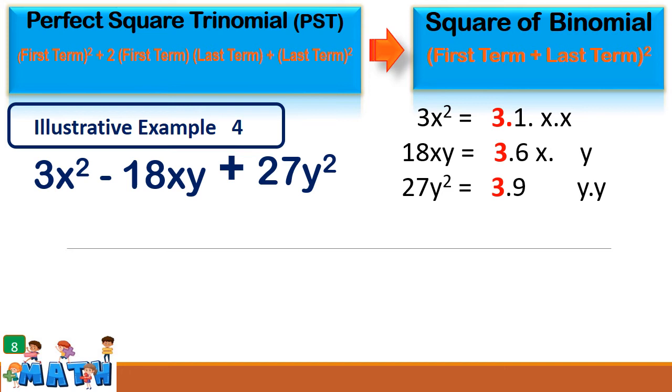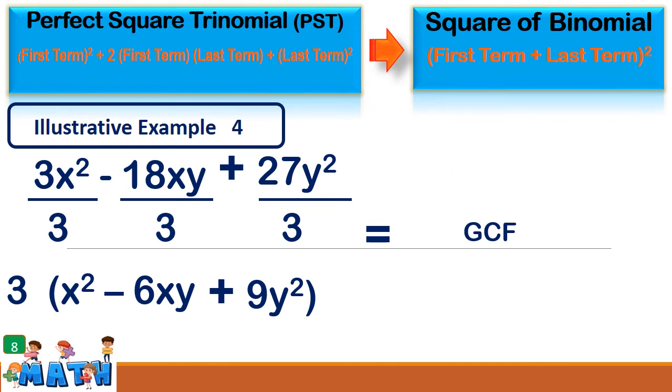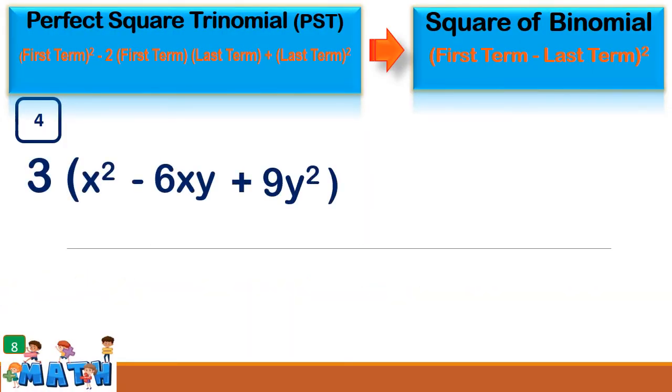So we have 3x squared divided by 3 is x squared. 18xy divided by 3 is negative 6xy. And 27y squared divided by 3 is 9y squared. So, we have the factored form 3 times the quantity x squared minus 6xy plus 9y squared using the greatest common factor. And now, we're going to get the factors of x squared minus 6xy plus 9y squared.